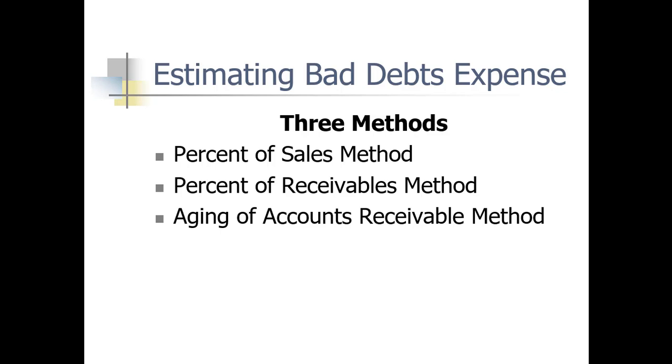So the percent of sales method, also called the income statement approach because it's based on an income statement number, sales, is just one of the ways that we can use to estimate bad debts. And percent of sales is actually the easiest method. It's actually the one that most companies will use when they're filing their quarterly reports with the SEC, just because it's a pretty quick and simple calculation to figure this number out.